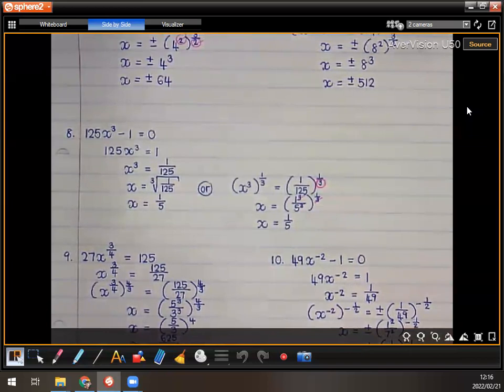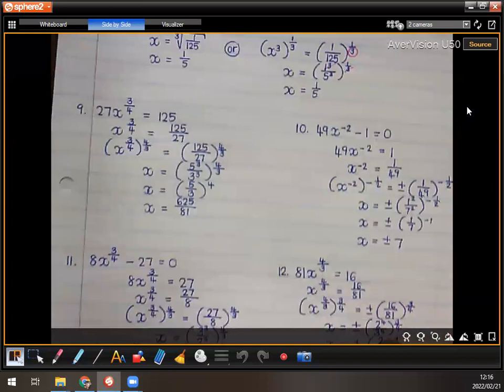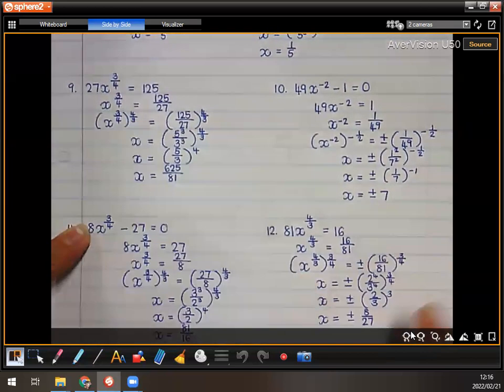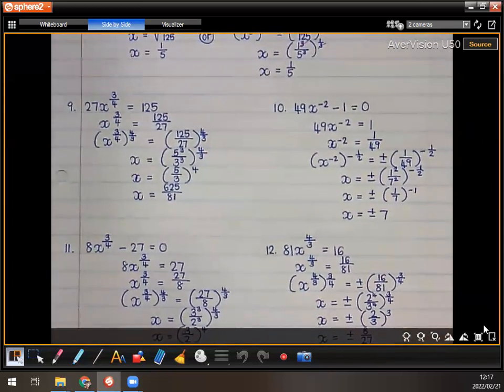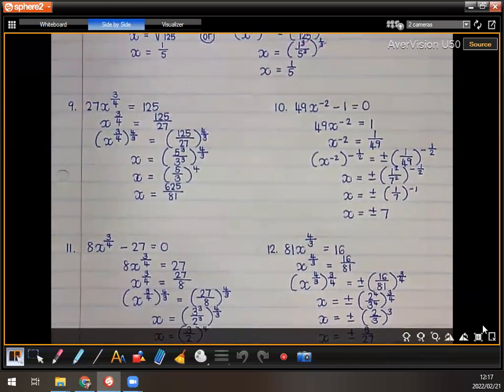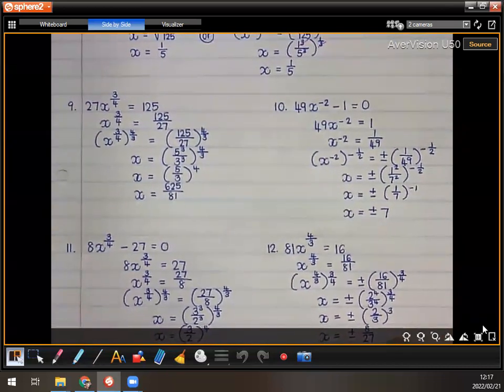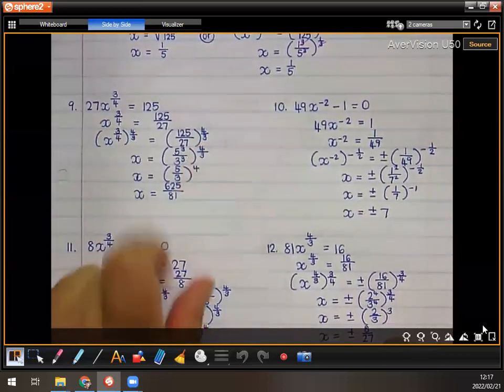Okay, so it's fine. Whichever method you use is whichever one you think of first. Okay, number 9 and 10 are next to each other there. You can take a look. So for number 9, the original fraction there was 3 over 4, so you raise both sides to 4 over 3.